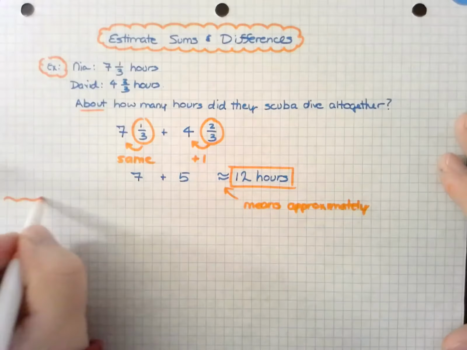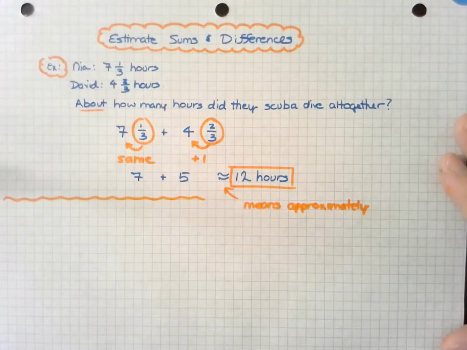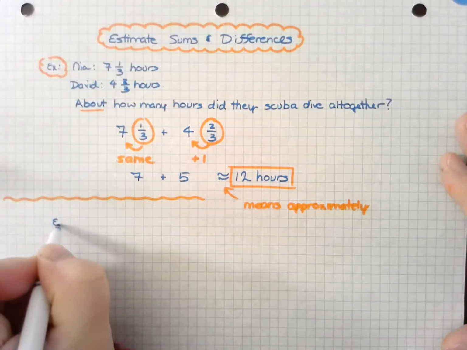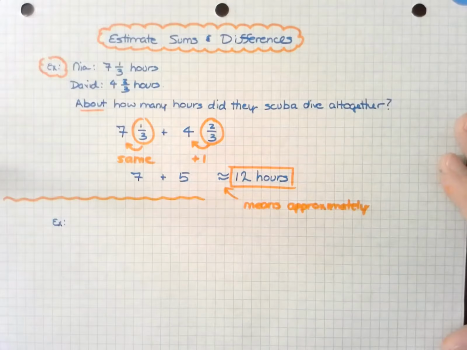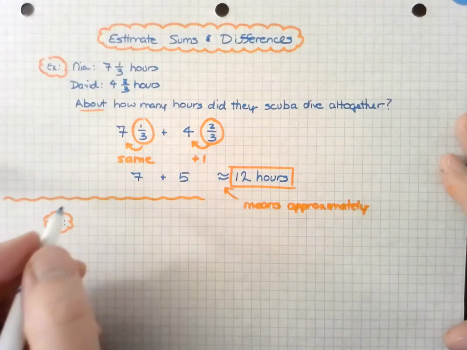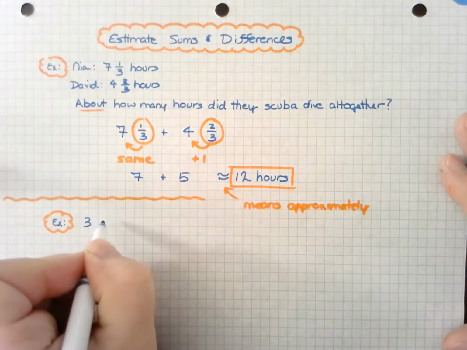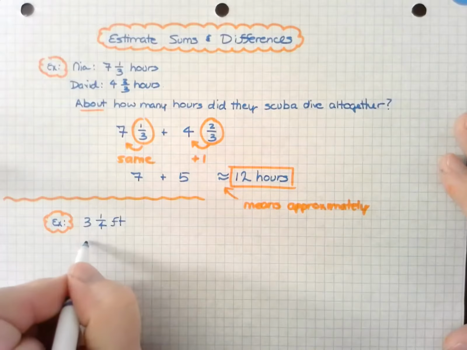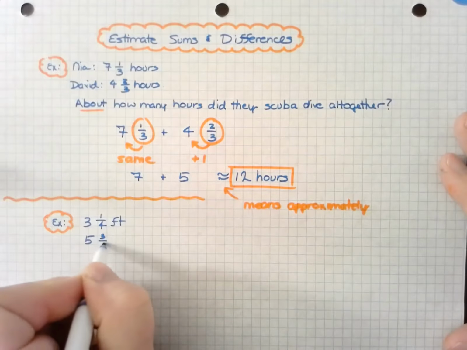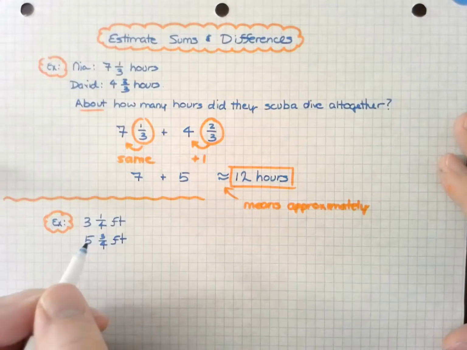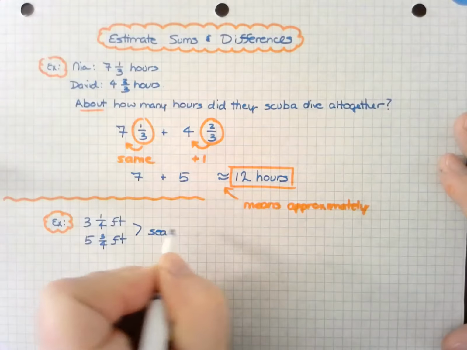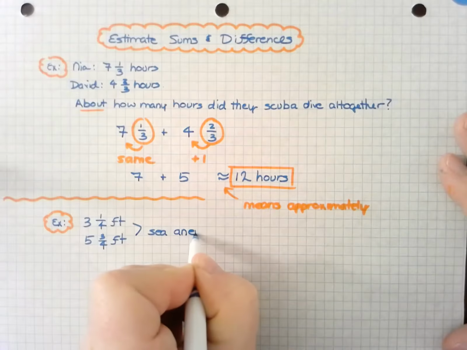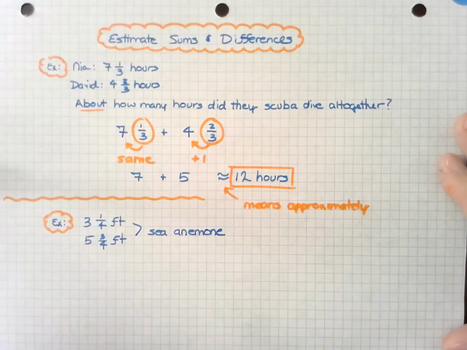So say we have a subtraction problem. And we have a sea anemone that is 3 1/4 foot long, and another one that is 5 3/4 foot long. About how much longer across is the second sea anemone?